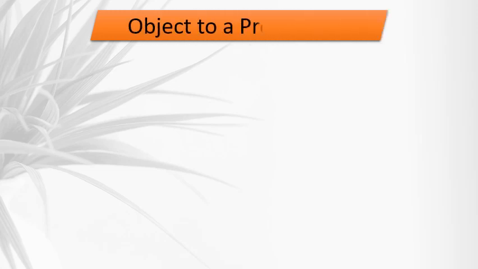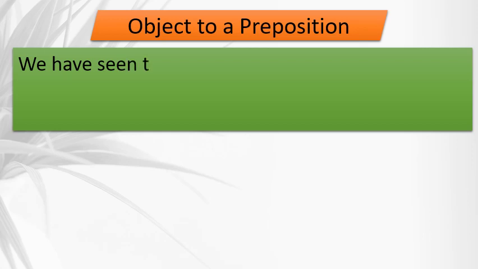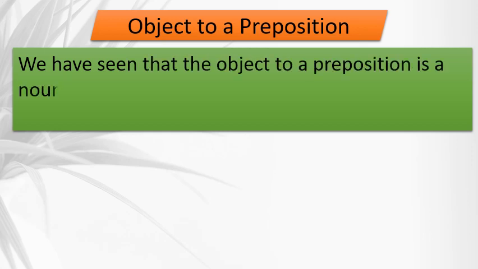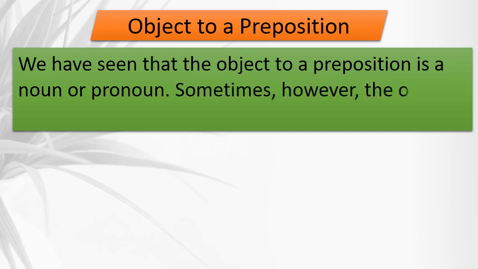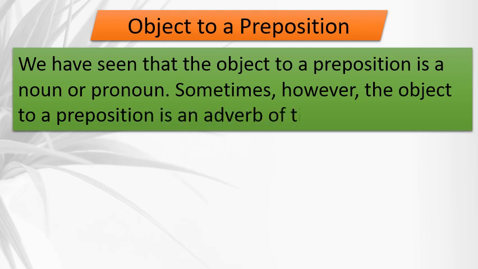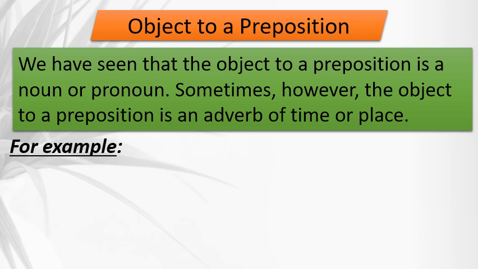Students, let us see what is an object to a preposition. We have seen that the object to a preposition is a noun or pronoun. Sometimes, however, the object to a preposition is an adverb of time or place. To clarify it, let's see some examples.